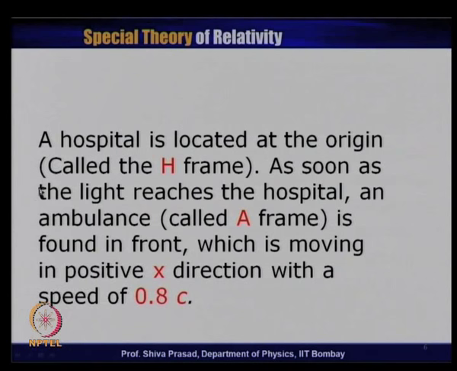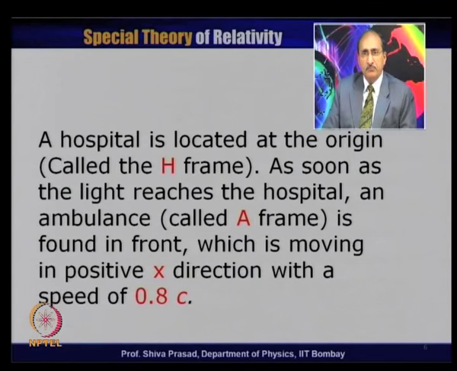Now, there is a hospital located at the origin, which is again the ground frame, and we call this frame of reference the H frame, because this is the hospital frame, which is actually the same as the Earth frame. As soon as the hospital receives the light signal, he looks for an ambulance, and fortunately finds an ambulance just passing by him, going in the direction of the sick person but with a larger speed, 0.8c. So he instructs the ambulance to go and help the person. So that's the problem.